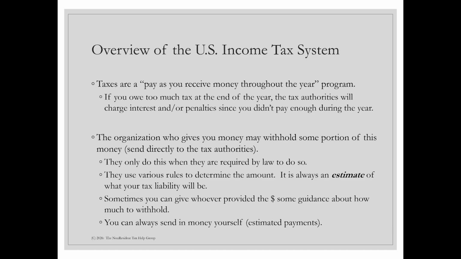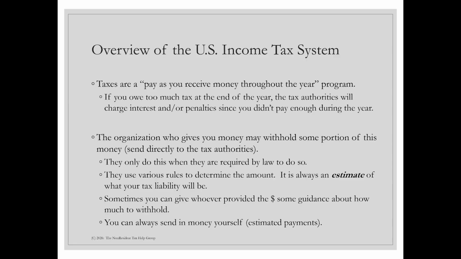To try to help address this issue, whoever is giving you money, right, or who's paying you money, they can withhold some amount and not give it to you, but they'll send it to the tax authorities on your behalf. Generally, those organizations are only going to do that when they are required by law to do so. They're going to use various rules to figure out how much to take out. Sometimes it's a set amount. Other times they use some formulas, but it's always going to be an estimate, right? Because your personal situation is going to be different. Whatever they take out, they don't know all of the details about your situation. It can change over the course of the year. So it's an estimate of what they think you're going to owe, based on whatever these rules are.